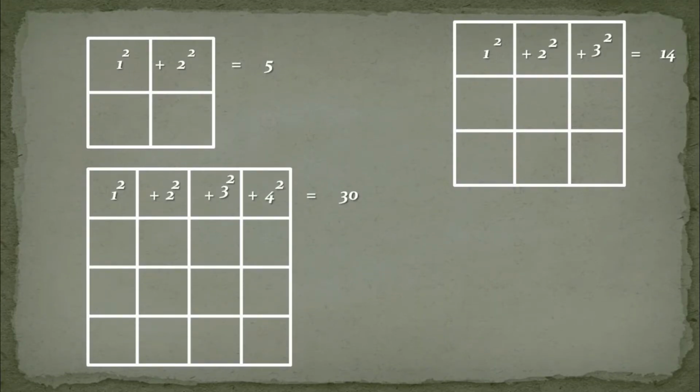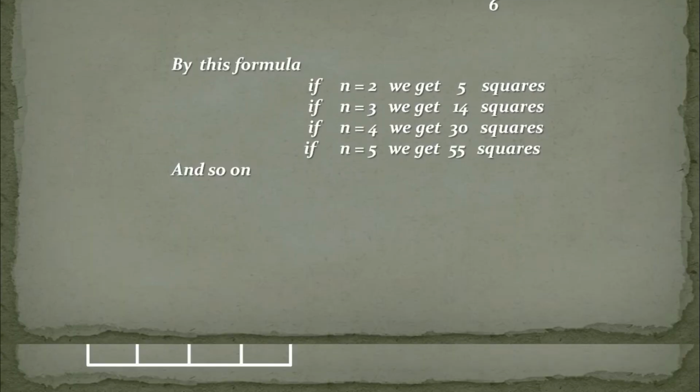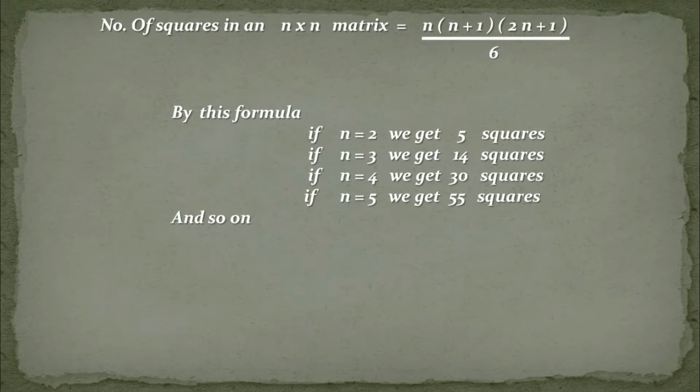This method can be applied to any figure having equal number of rows and columns, which result in 5 squares in case of a 2 by 2 square, 14 squares in case of a 3 by 3 square, and 30 squares in case of a 4 by 4 square, as shown here. As the series formed by the square of these numbers represents sum of squares of natural numbers, we can use the formula n into n plus 1 into 2n plus 1 upon 6 to calculate the answer, where n is order of the matrix.